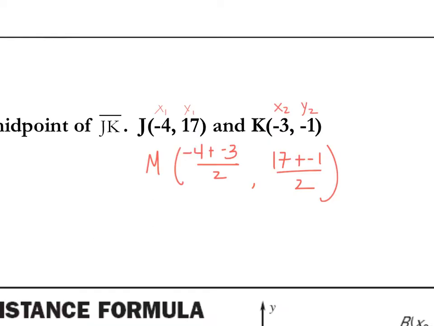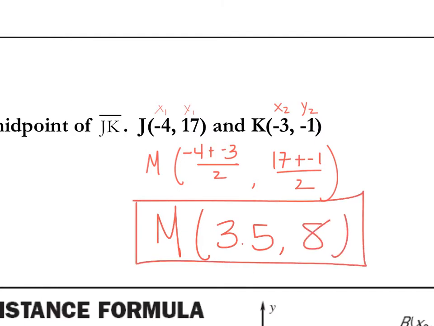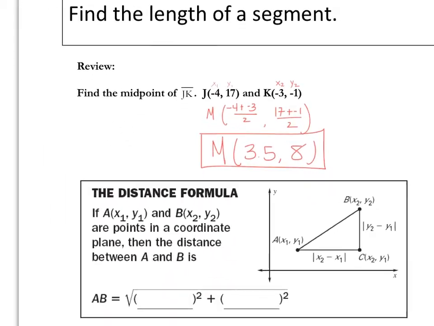So here is the problem. I have negative 7 divided by 2 is 3.5, and then 16 divided by 2 is 8. So this is going to be my midpoint. I hope you guys got that. That's what we learned a couple days ago.